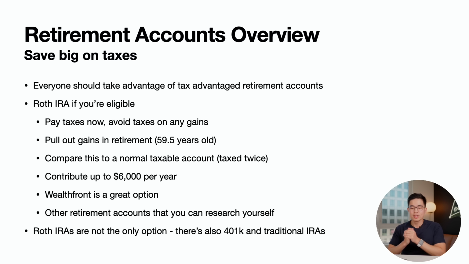Basically, with this account, you are paying taxes now and you're avoiding taxes on any future gains. So when you are in retirement, when you're at least 59 and a half years old, this account allows you to pull out gains without paying those taxes. And if you compare this to a normal taxable account, you can see that you're paying half the amount of taxes because you're not being taxed twice.